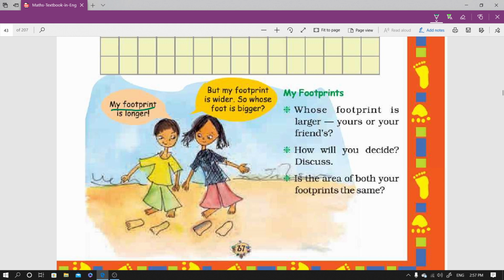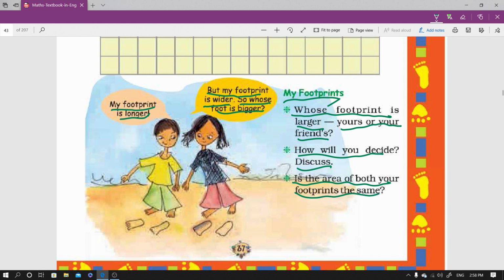My footprint is longer, but my friend's footprint is wider. So whose foot is bigger? Whose footprint is larger, yours or your friend's? How will you decide? Discuss. Is the area of both your footprints the same?